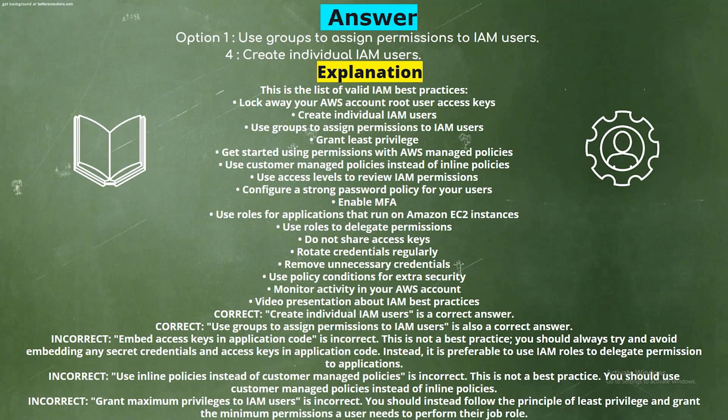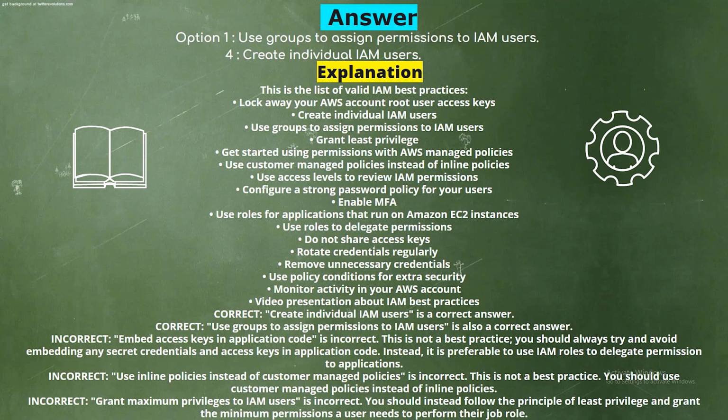applications that run on Amazon EC2 instances, use roles to delegate permissions, do not share access keys, rotate credentials regularly, remove unnecessary credentials, use policy conditions for extra security, monitor activity in your AWS account, video presentation about IAM best practices. Correct. Create individual IAM users is a correct answer. Correct. Use groups to assign permissions to IAM users is also a correct answer.